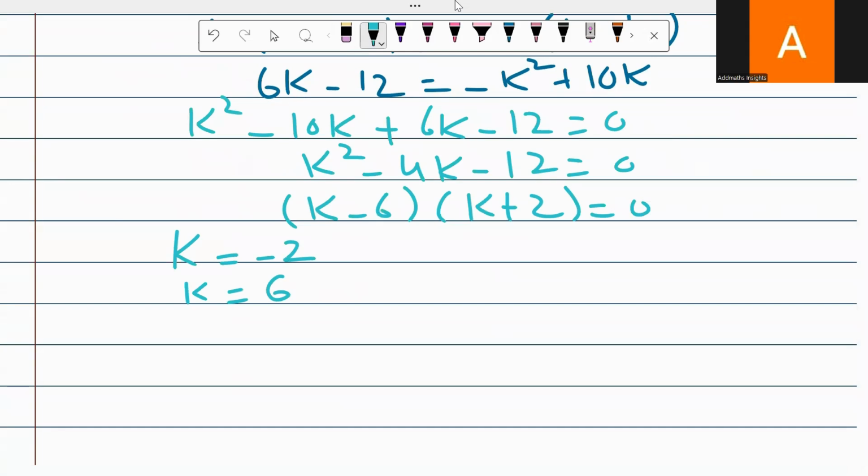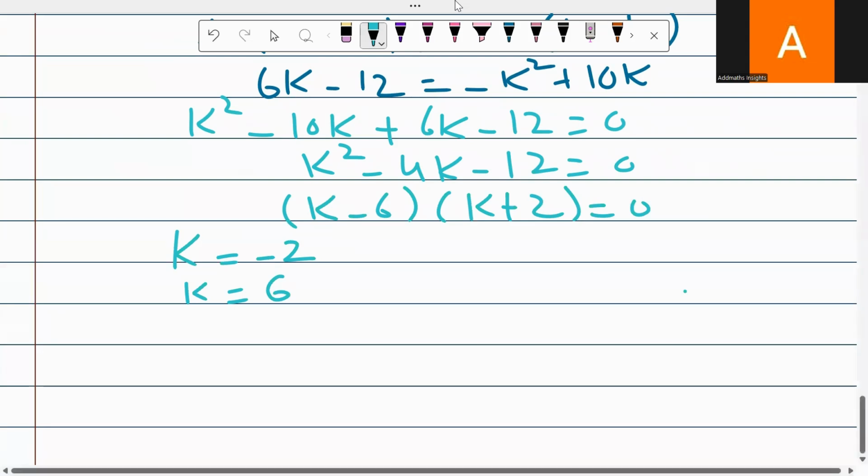In the next lesson, we will do applications of equations of a straight line and conditions of lines to be perpendicular. How can you find the equation of the perpendicular bisector of the line joining any two points?